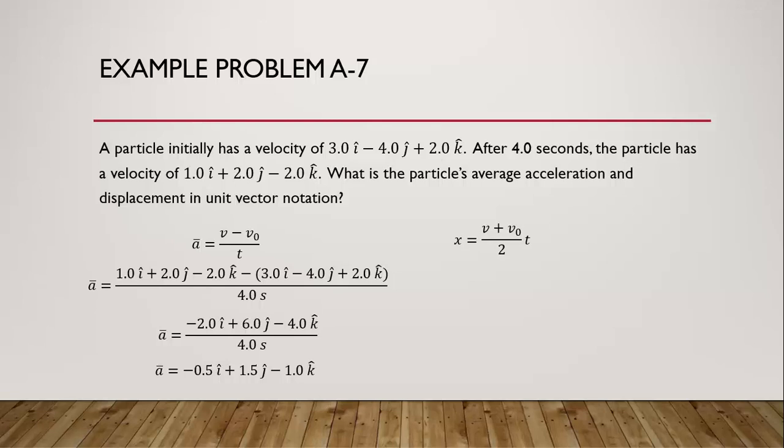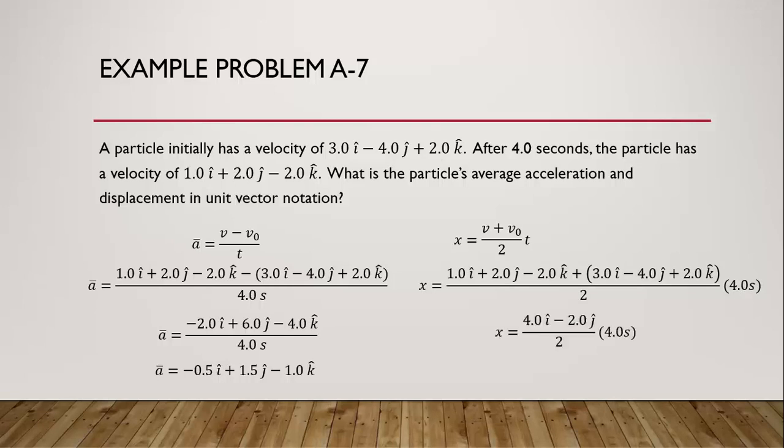For displacement, we can use average velocity times time. Well, I can find the average velocity by adding those up. What's going to happen is 1 plus 3 is 4, 2 plus negative 4 is negative 2, negative 2 plus 2 is 0, and so all this would work out to be 8 i hat minus 4 j hat. Now, if I wanted to know, say, a magnitude, I could then use Pythagorean theorem to find the magnitude in each of those cases.